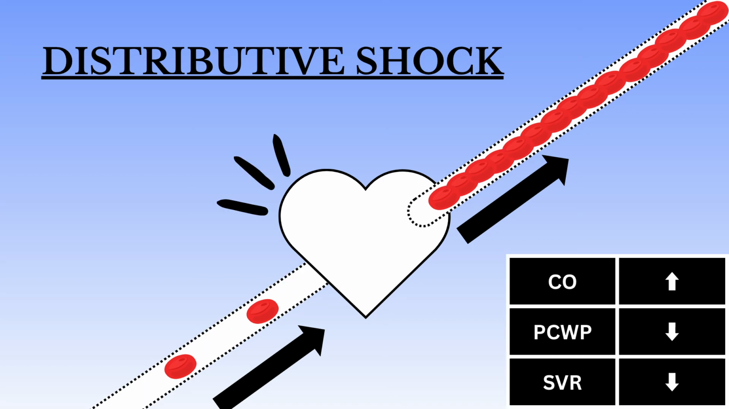Distributive shock is widespread vasodilation, meaning that vascular resistance will be profoundly decreased. As a result of this, less blood is able to return to the heart, meaning less preload. Cardiac output, on the other hand, will increase as the heart tries to compensate for the widespread vasodilation. At this point, you might be thinking, wait, what about septic shock or anaphylactic shock? These are actually types of distributive shock, which we'll talk about now.